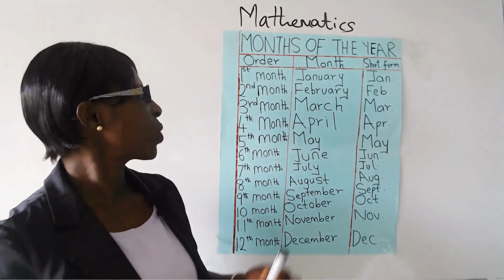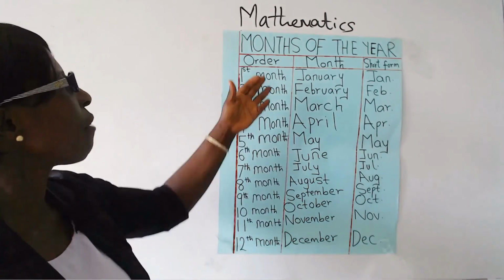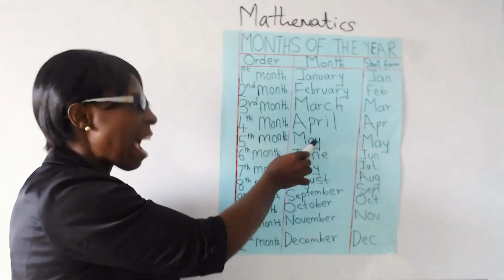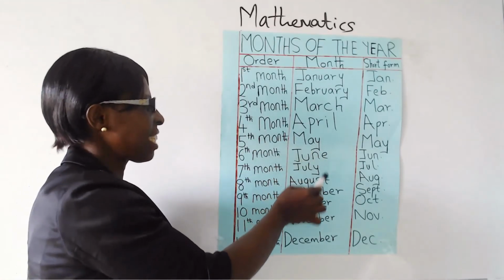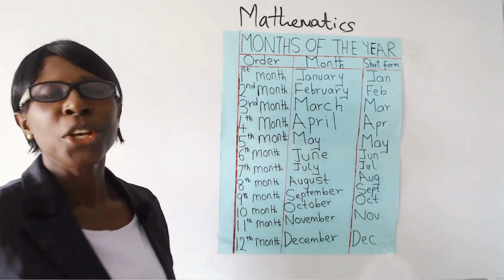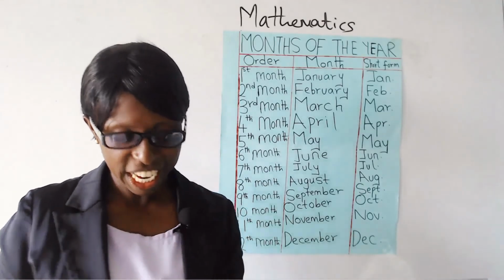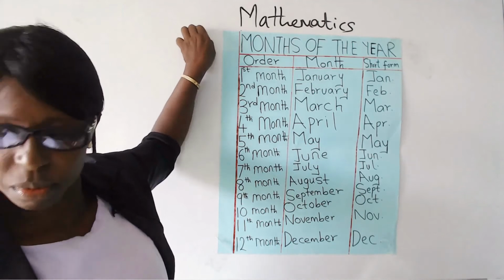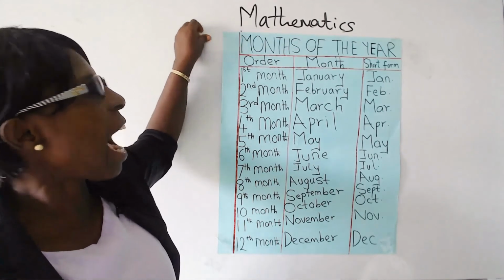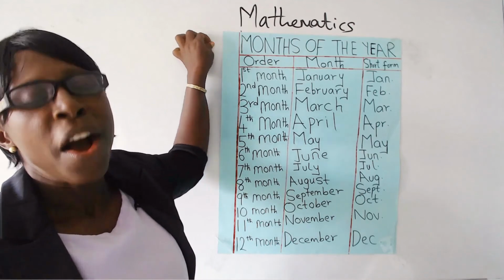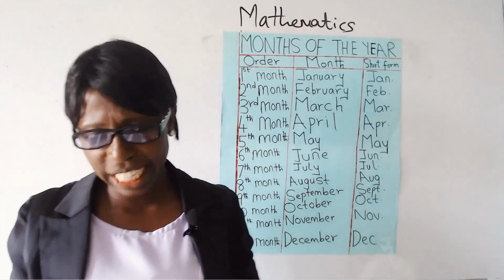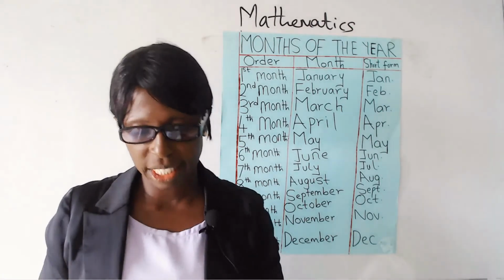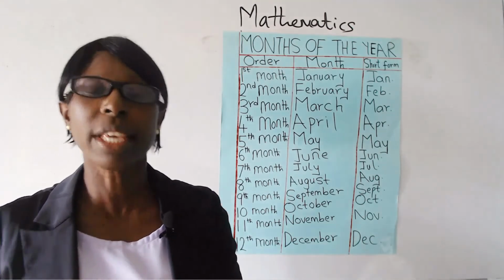All right. So as you can see, there are 12 months. If you count it, 1, 2, 3, 4, 5, 6, 7, 8, 9, 10, 11, 12. You will observe that we have 12 months in a year. All right. So far, we have learned about the calendar. And I told you that the calendar shows the arrangement of days, weeks, and months of the year.